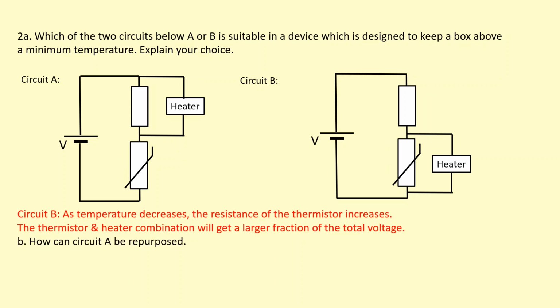Part B is asking us, how can we repurpose circuit A? What could we connect instead of the heater that makes this circuit more useful? I think maybe a fan. Let's see why. If the temperature goes up here, the resistance will go down, and the voltage across the thermistor would go down as well. That means the voltage across the fixed resistor will go up, and the voltage across the fan will also increase, and that means that the fan will turn on. So this circuit would be better with a fan connected, because when it gets too hot, the fan will turn on.